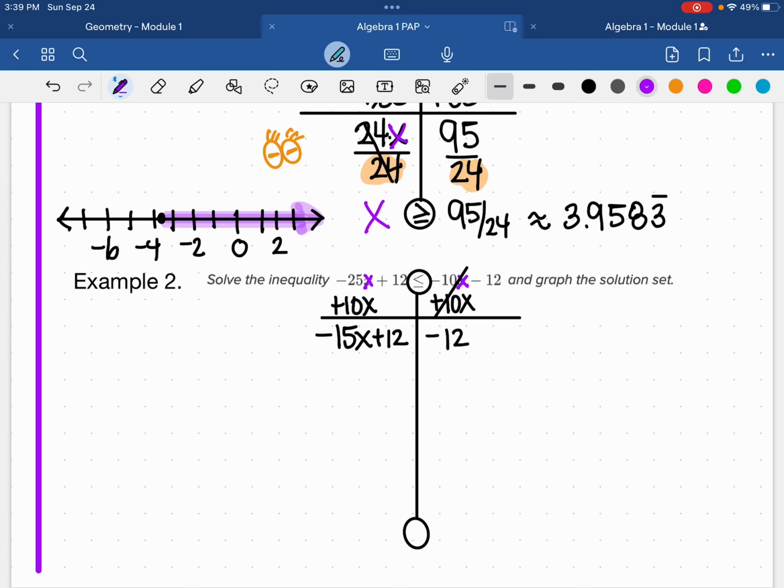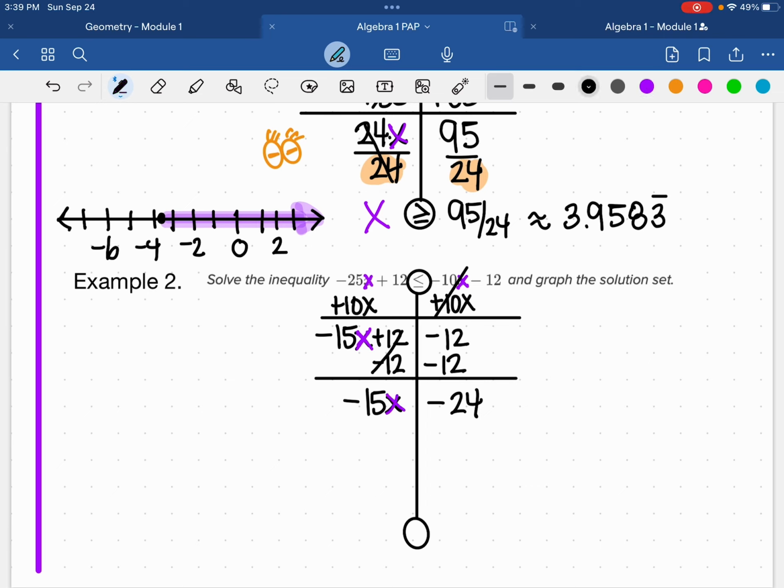I'm going to go ahead and color my X one more time. Remember, it's just telling my brain, get rid of that plus 12 and get rid of that -15. I have to get rid of the plus first by doing the opposite.